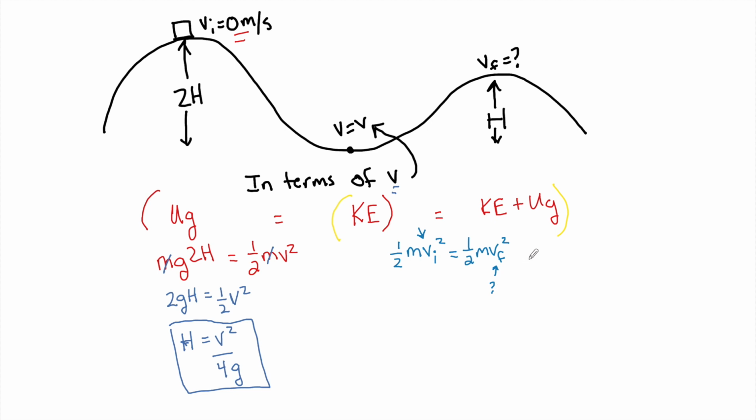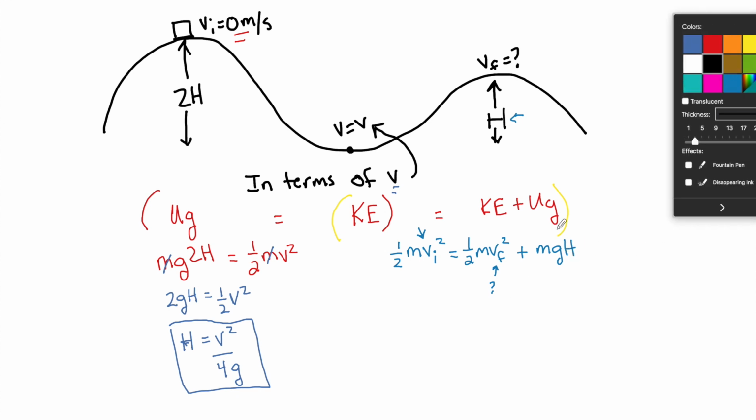How fast is it going? Plus mg delta y, but the delta y in this case is h. So I'm going to plug in h right here. Once again, I can cancel out all of the m's to make my life a little bit easier. To get rid of the halves, I'm going to multiply everything by 2 because I hate 1/2. So I'm going to get v initial squared equals v final squared plus 2gh.